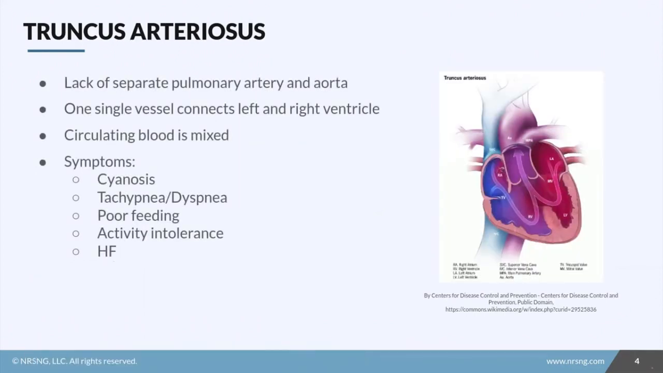The next defect we're going to talk about is called truncus arteriosus, and this is actually a pretty uncommon defect. What's happening here is that the heart is missing the two distinct vessels that usually leave the heart. Normally we have the pulmonary artery and the aorta leaving the heart, but in this condition they just have one vessel connecting both the right and left ventricle. You can see in the photo here that we have this one vessel leaving the heart.